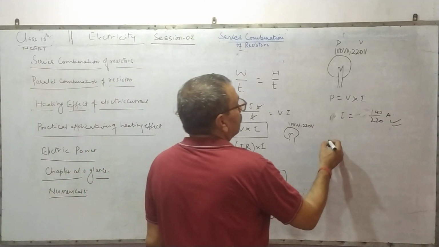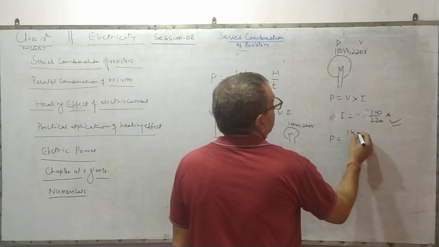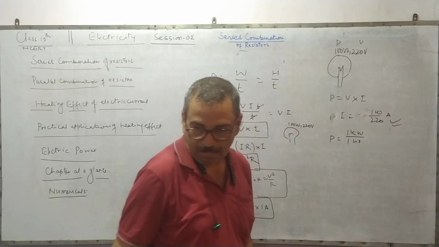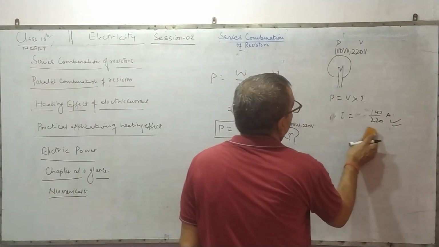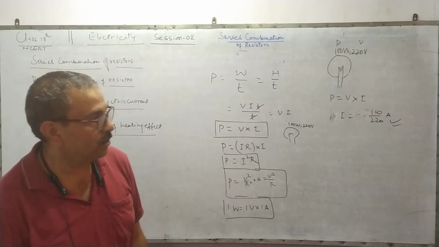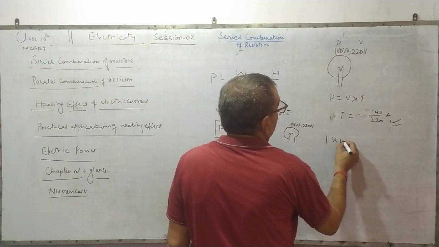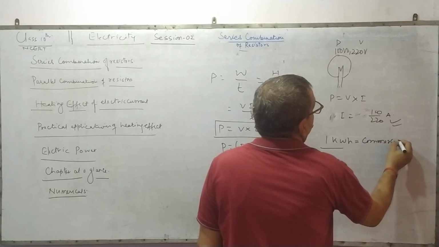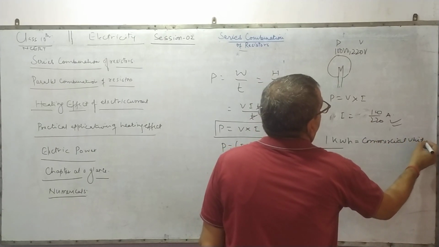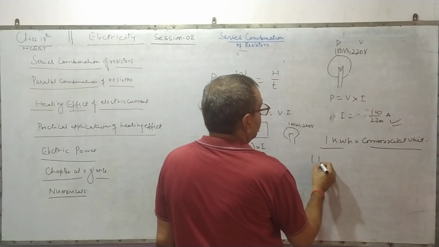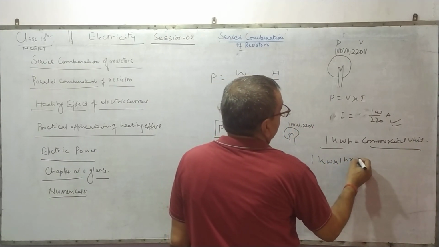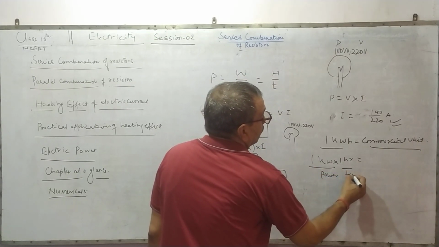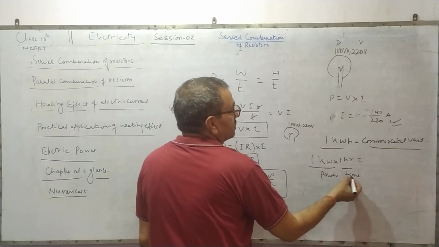अब P equals to 1 kilowatt and time is 1 hour. So heat energy produced, it will be 1 kilowatt hour, which is the commercial unit to measure electric energy. 1 kWh, this is what? Power into time. Power into time is energy.